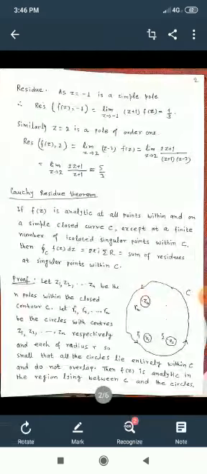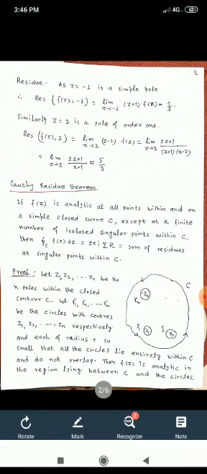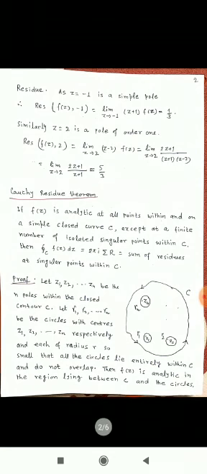So the residue at z = -1, which is a simple pole. Therefore the residue of f(z) at -1 is equal to the limit as z tends to -1 of (z + 1) f(z), which after solving gives 1 by 3. Similarly we can calculate the residue at z = 2.